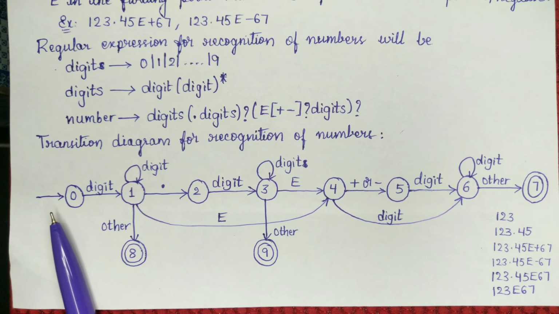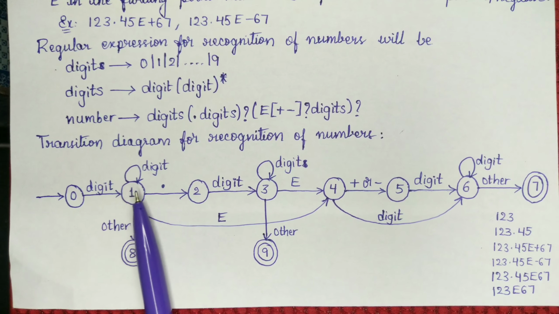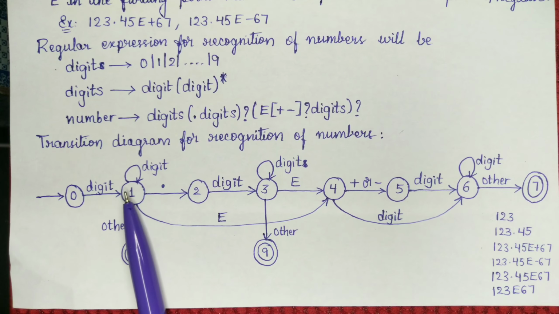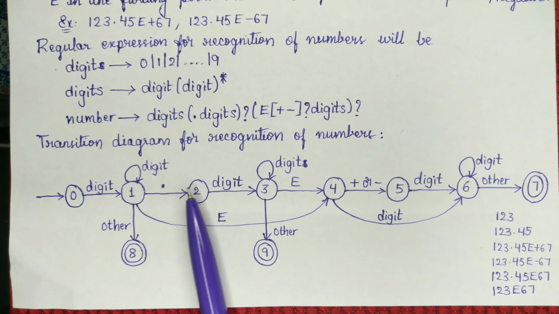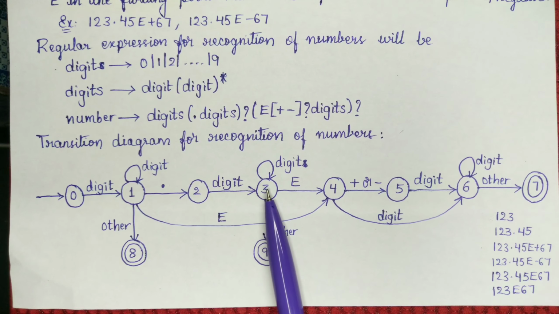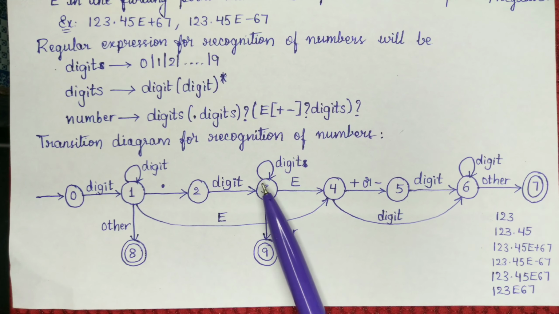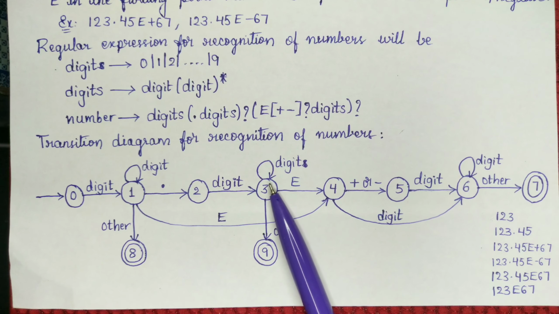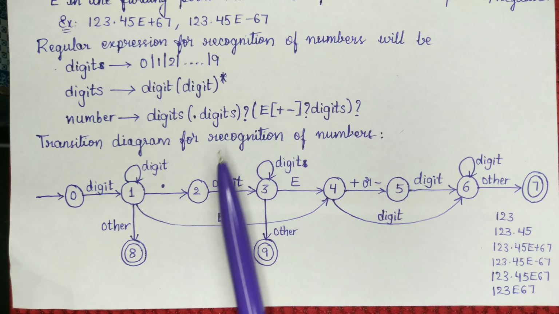So let's see the transition diagram starting from state 0. Apply digit on state 0 to produce state 1. On state 1 we can apply any number of digits as a self loop. Then apply dot on state 1 to produce state 2. Then apply digit on state 2 to produce state 3, and we have digits here, so apply digit as a self loop on state 3. Up to here the syntax is satisfied.